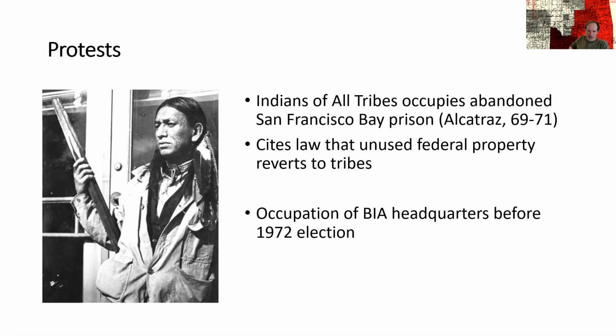Another is the occupation of the Bureau of Indian Affairs headquarters leading up to the 1972 election. This one is, for me at least, less well known. Alcatraz is more well known.